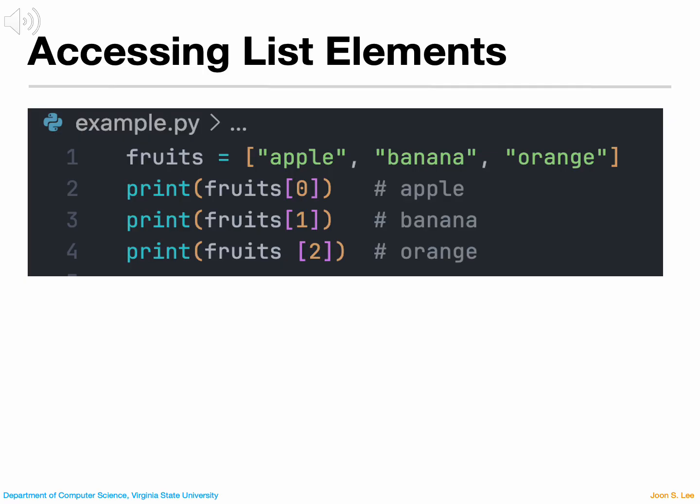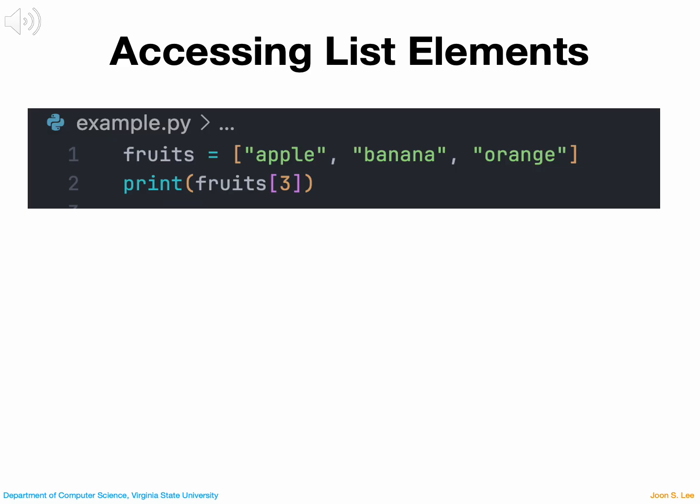Just remember that Python indexing always starts at 0, not 1. So if you ever see an index out of range error, it often means you tried to access a position that doesn't exist in the list. We'll also later see that we can count from the end of the list using negative indexes. For example, fruits[-1] gives us the last element, orange. But for now, focus on getting comfortable with zero-based indexing. It's a fundamental concept in Python and most other programming languages. Now let's look at what happens if we try to access something that doesn't exist in the list.